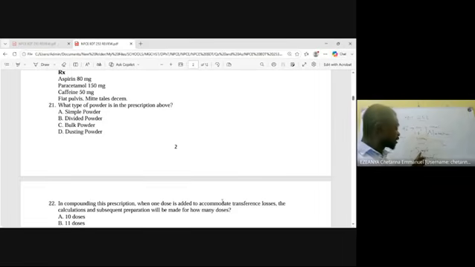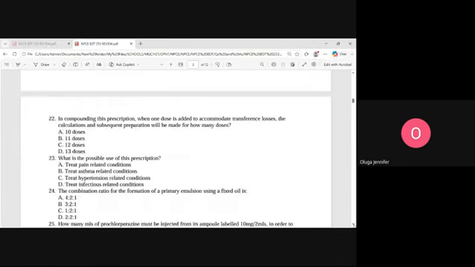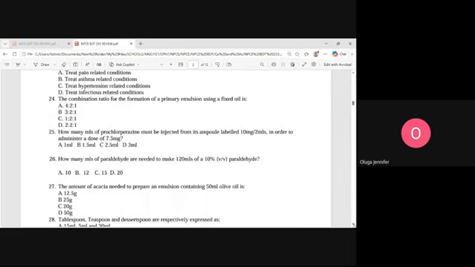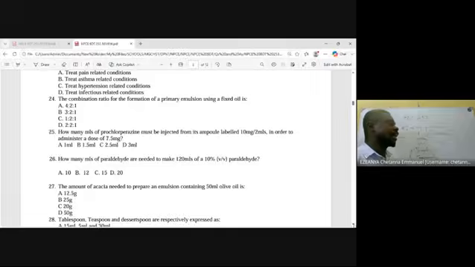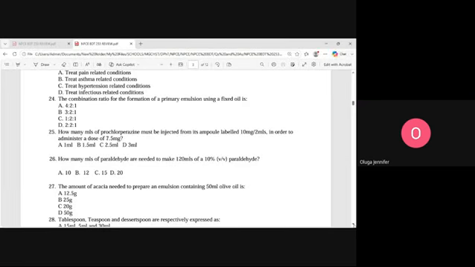I'm talking about simple and compound powder. What's a simple powder? We did this in your ability 152. A powder with 1 active ingredient. What of compound powder? It contains 2 or more active ingredients. I agree with you.